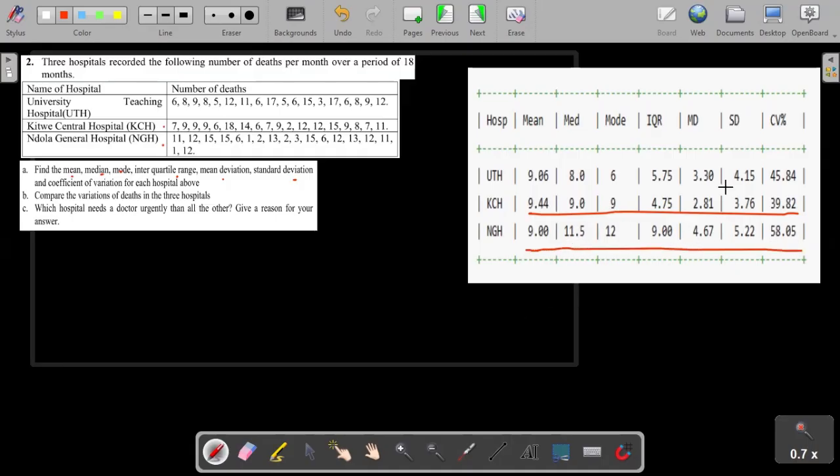So based on these answers that we have gotten, we can answer part B, which says compare the variations of deaths in the 3 hospitals. Based on these values here, what can you say about the variations of death? Which hospital has a lot of death between UTH, KCH, and NGH? Which one do you think has a lot of death?